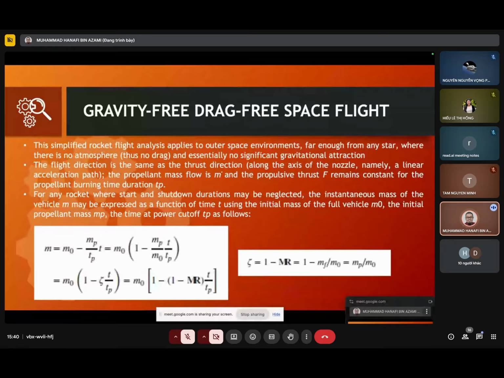Okay, but we also assume this one, the flight direction is the same as the thrust direction. So the thrust is a force, and force is a vector where you have magnitude and direction. So we assume that the thrust direction is the same as the flight direction. It is along the axis of the nozzle. So you have a nozzle. Do I have a nozzle here? Let me check. I have a nozzle here.